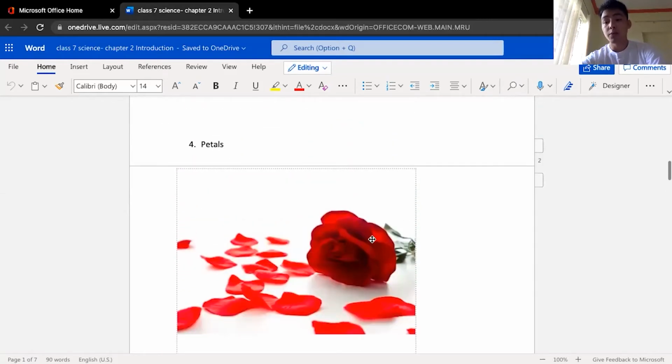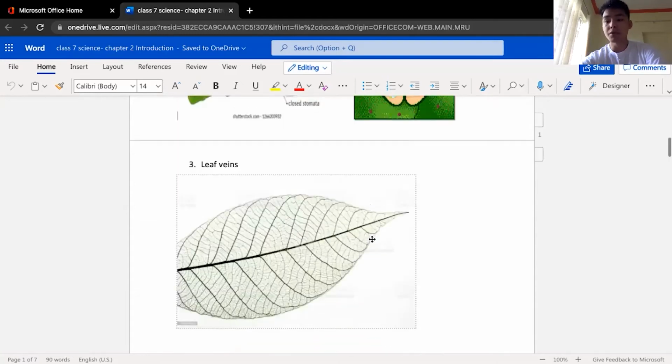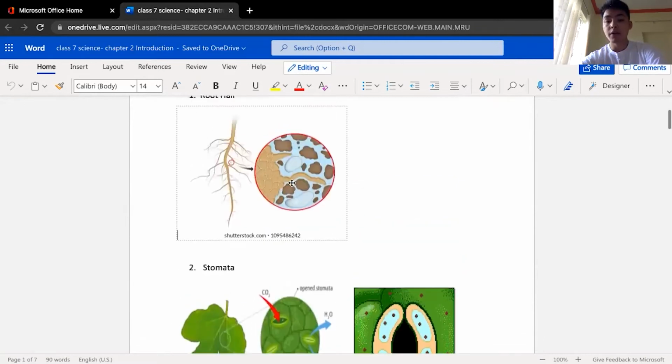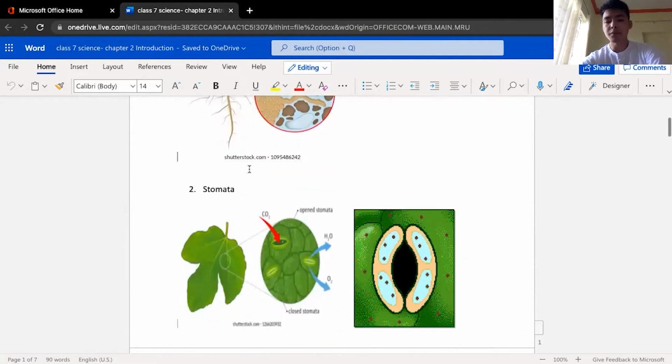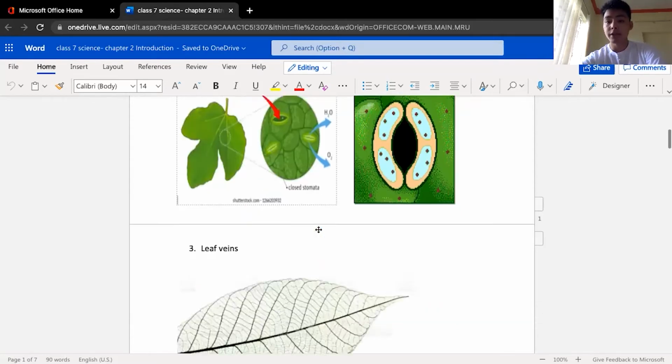So carbon dioxide is not taken in through the petal, nor through the root hair or the leaf veins. So the correct answer is stomata, right? I hope this is clear, right?